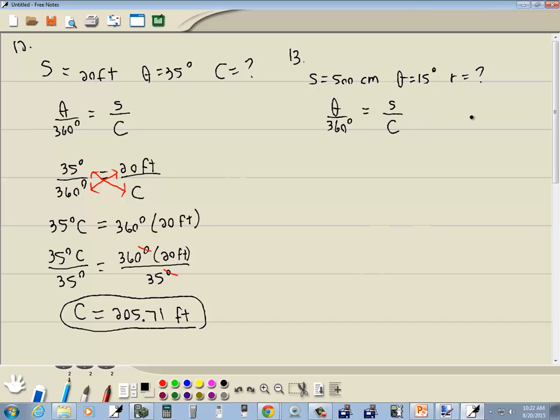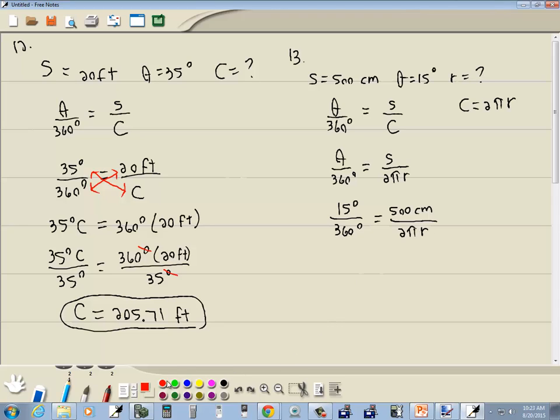Well, remember what C is equal to. C, or circumference, is equal to 2 pi R. So what I could do is modify this formula slightly. Instead of having C down there, I'll put 2 pi R. And now it's going to make a little bit more sense, because that's what we're looking for is R. So let's plug in everything now. Theta is 15 degrees over 360 degrees is equal to S, which was 500 centimeters, over 2 pi R.